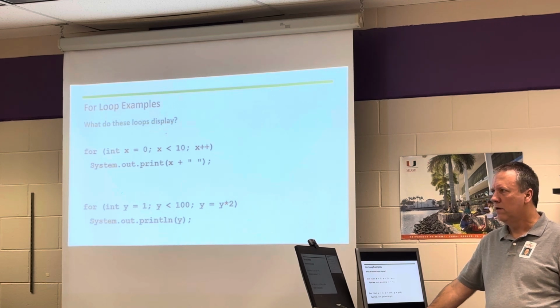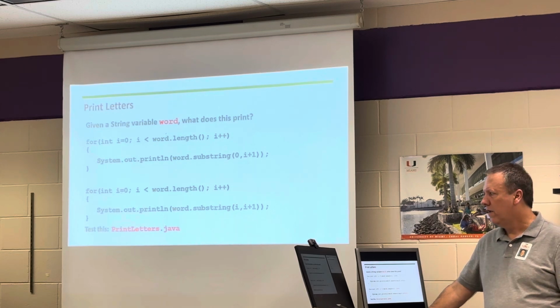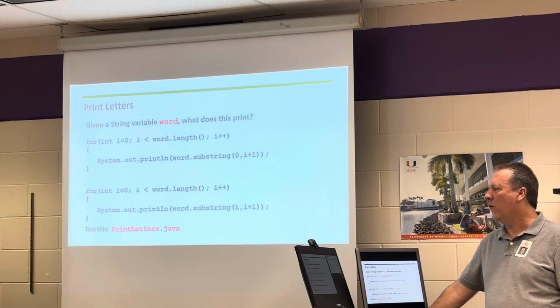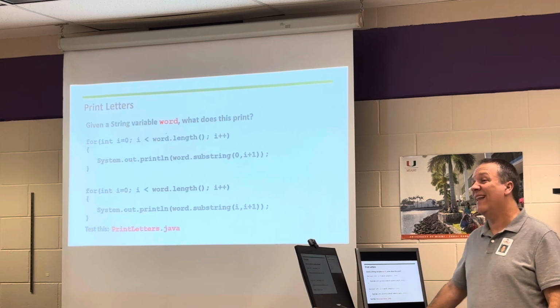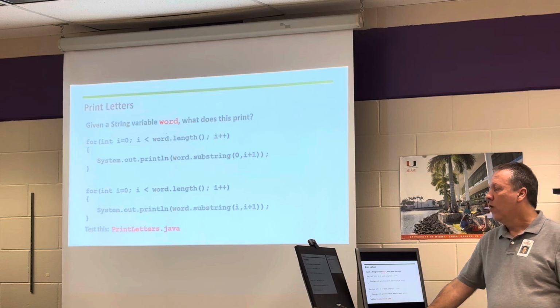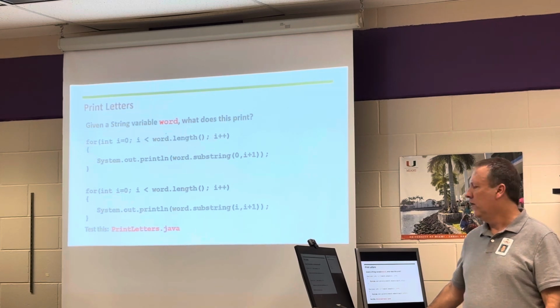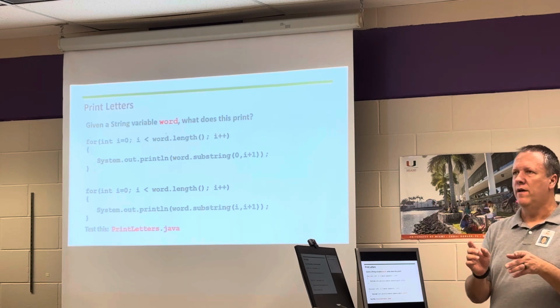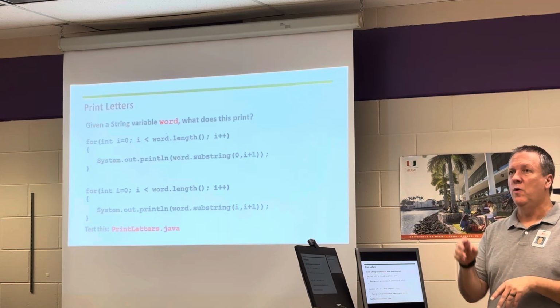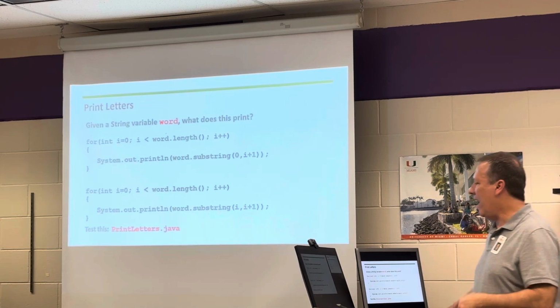Alright. How about this? What if I have a word and I'm printing out, now I'm looping from 0 to the length. So let's say the word is 10 letters long. What is substring 0, i plus 1 going to print out? So first of all, it's going to be 0, 1, and then it's going to be 0, 2, then 0, 3, 0, 4, 0, 5, right?